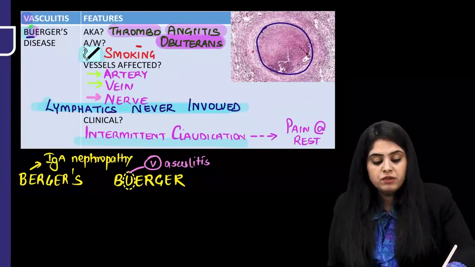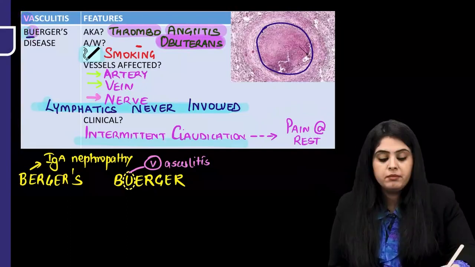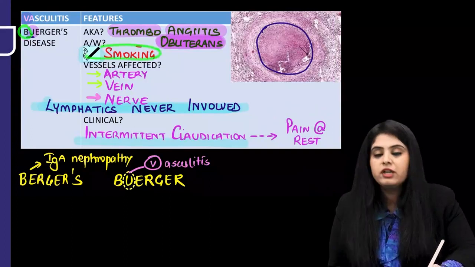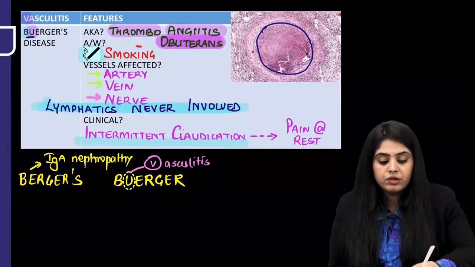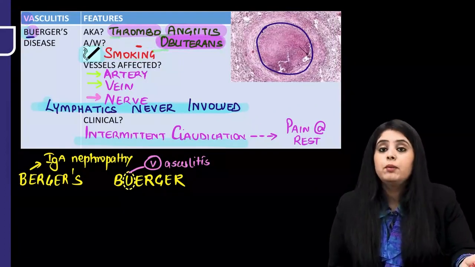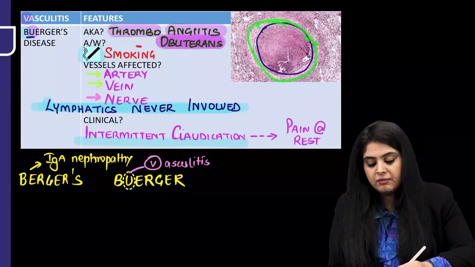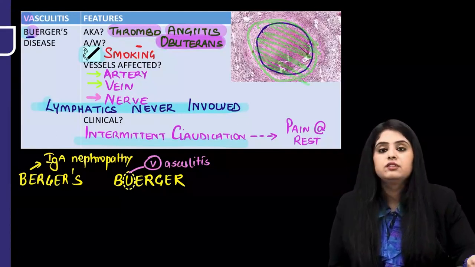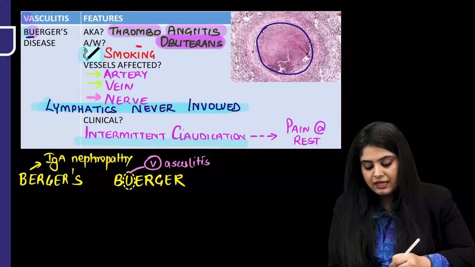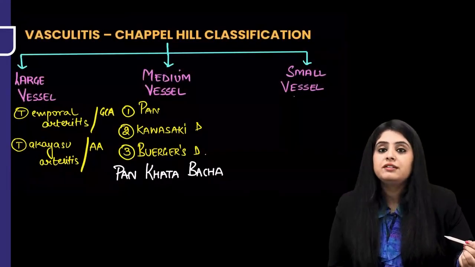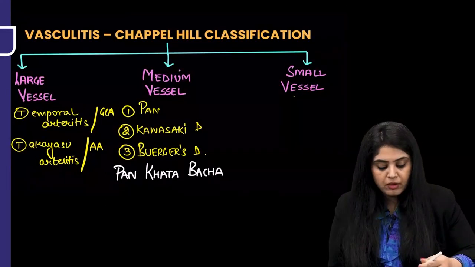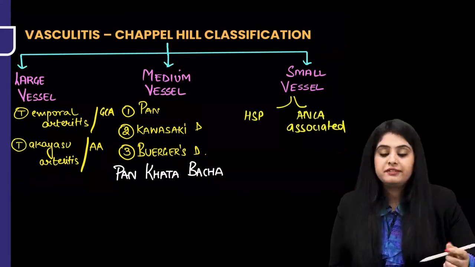So please remember, Burger with a U is the vasculitis I'm talking about. Burgers for BD, smoking or just smoking in general, is very important, and it is known as TAO, thromboangiitis obliterans. The entire blood vessel is obliterated. So pan khata bacha is done, and I realize that your medium vessel vasculitis is over. Let's go on and talk about the small vessel vasculitis.